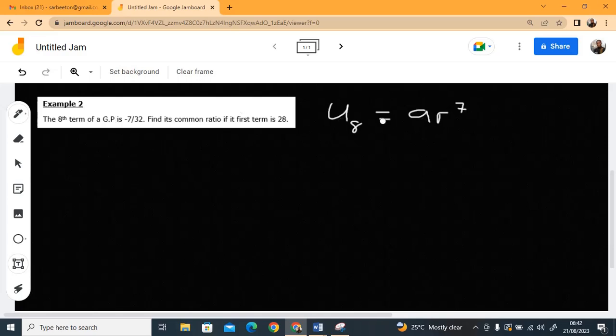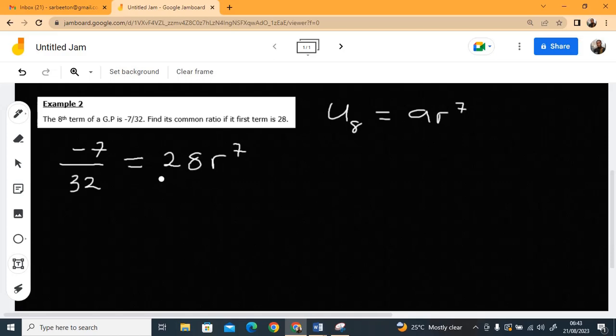Now they say this 8th term, it is minus 7 over 32. It means the 8th term is minus 7 over 32. Find its common ratio, the first term is 28, right? That is 28 times r raised to power of 7. That is what this thing means. Did you understand? You should understand this now.